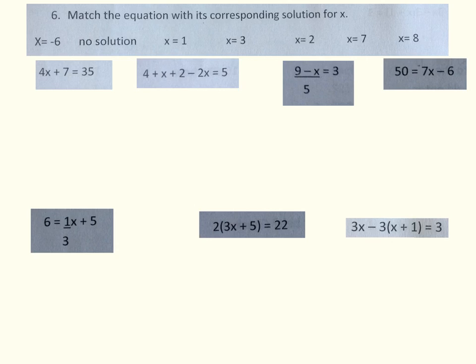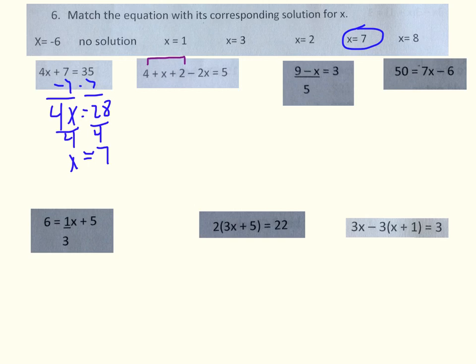So what we're going to do is we're going to subtract the 7 from both sides. And I end up getting 4x equals 28. I'm then going to divide by 4, and x is equal to 7. So that is this answer right here. On the next problem, 4 plus x plus 2 minus 2x equals 5. Well, what we're going to do is we're going to combine like terms. Notice I have the 4 and the 2 on the same side, so that is a 6. The x and the minus 2x combine to give me minus x equals 5.